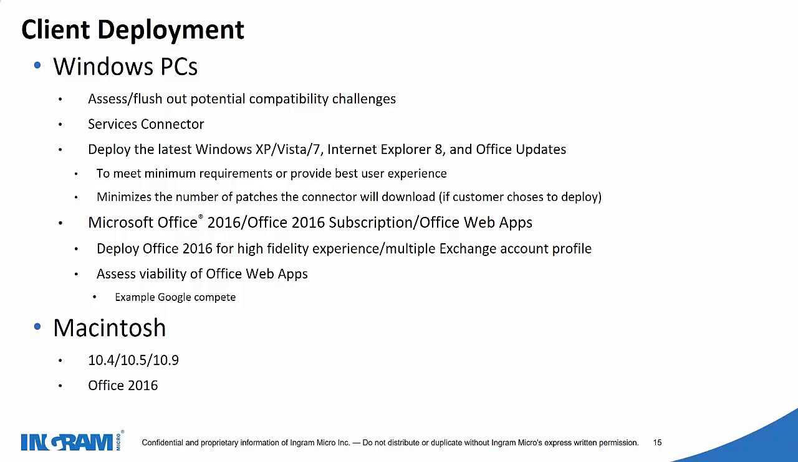The supported operating systems are XP, Vista, Windows 7, 8, 8.1, Windows 10. Office 2016 is in place now. For Macintosh, that is Apple MacBooks, 10.4, 5, 9, the latest one 10.11 also has Office 2016. So now for the first time you will be having the same Office for MacBooks and the same Office for Windows systems also.